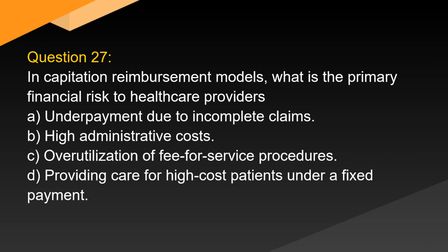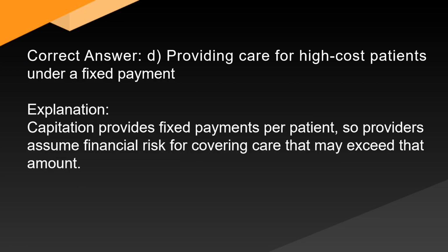Question 27. In capitation reimbursement models, what is the primary financial risk to healthcare providers? A. Underpayment due to incomplete claims. B. High administrative costs. C. Overutilization of fee-for-service procedures. D. Providing care for high-cost patients under a fixed payment. Correct answer: D. Providing care for high-cost patients under a fixed payment. Explanation: capitation provides fixed payments per patient, so providers assume financial risk for covering care that may exceed that amount.